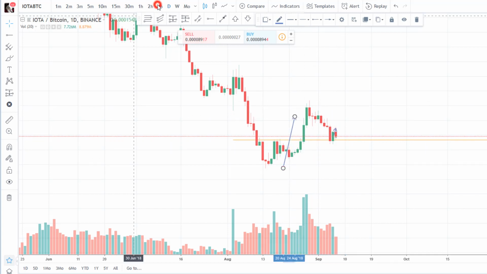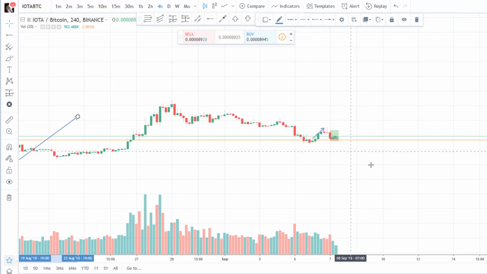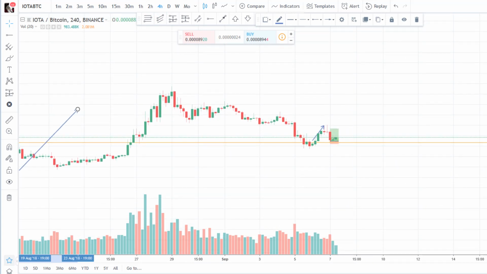So then I went to the 4-hour. And on the 4-hour, I was looking to see what it looks like from a 4-hour trader's perspective. And we see here the same type of thing. Structure is holding up, at least from looking at it from a 4-hour perspective.